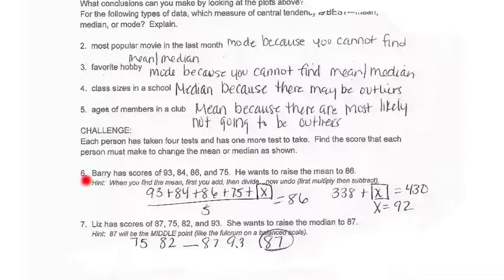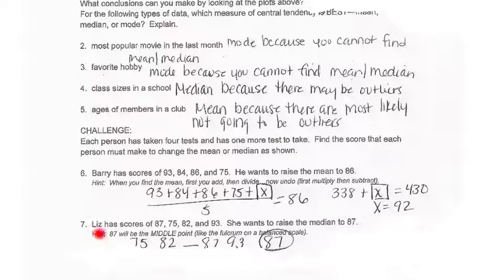And then for question number 6, Barry has scores of 93, 84, 86, and 75. He wants to raise his mean or his average to 86. So here's the hint. When you find the mean, first you add, then you divide. Now undo. First you multiply, then you subtract. So what I did was I took all the numbers plus what he is going to need to make on this last one, divided by 5 is equal to 86. So this is how I set up the equation. So his next quiz or test will have to be at least 92.